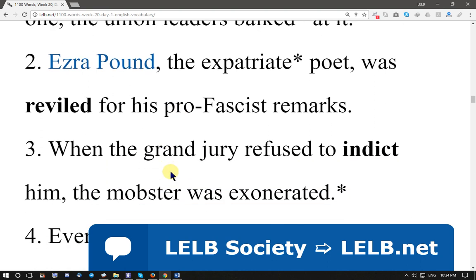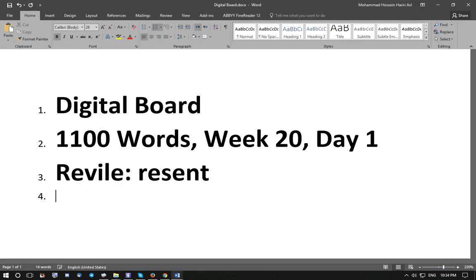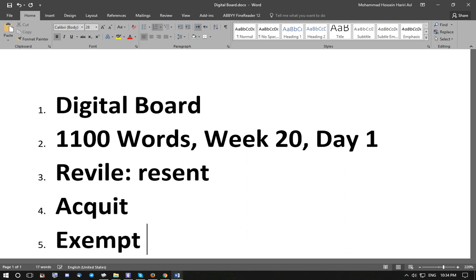When the grand jury refused to indict him, the mobster was exonerated. The grand jury refused to accuse him, and therefore the mobster, a gangster, a member of, let's say, a criminal group or criminal club, was exonerated, was acquitted. Let me write it. Exonerated: exempted. Indict is the opposite of exonerate, it means accuse.